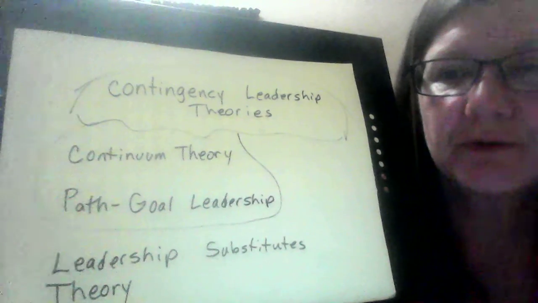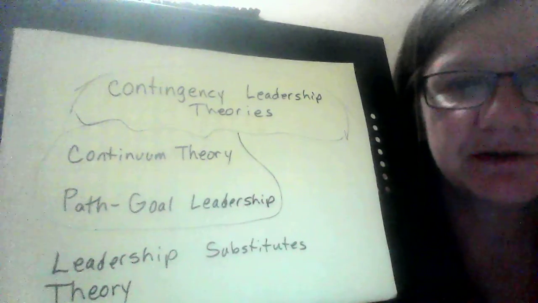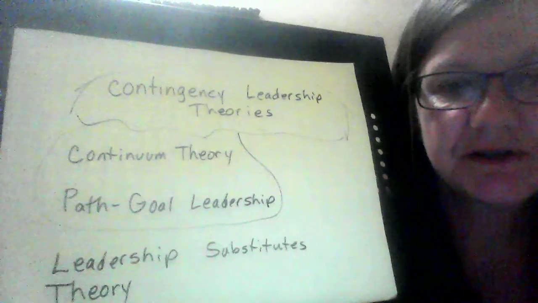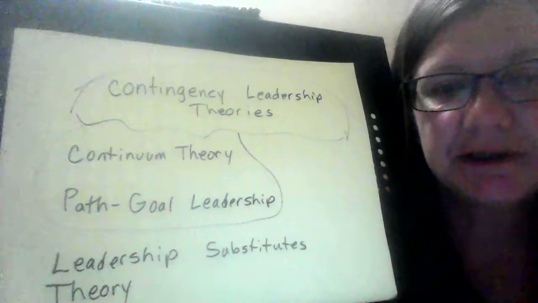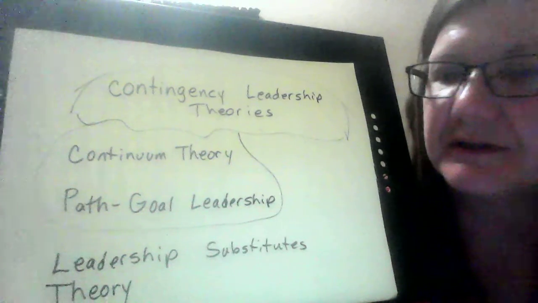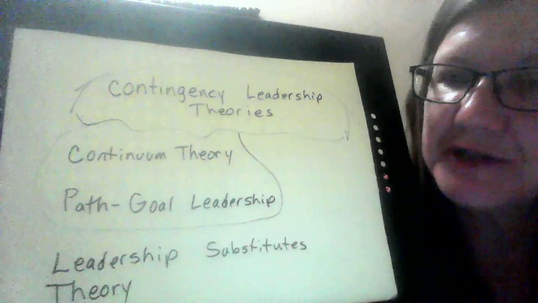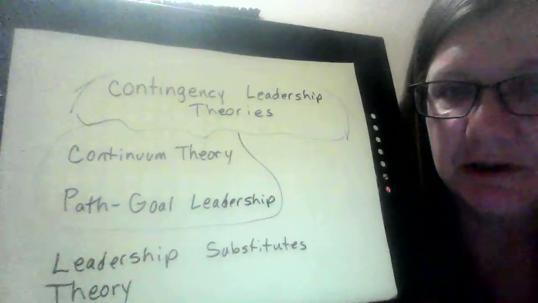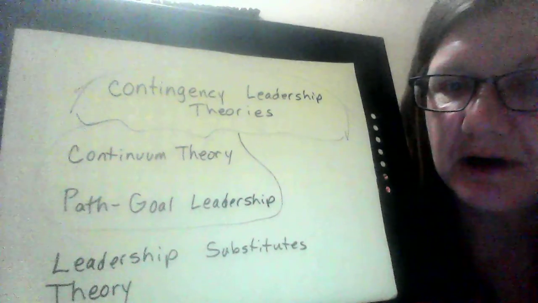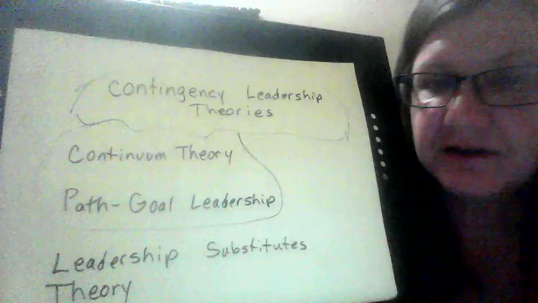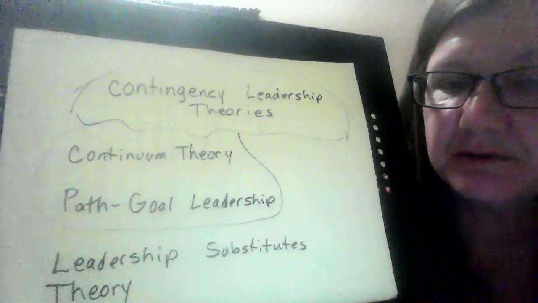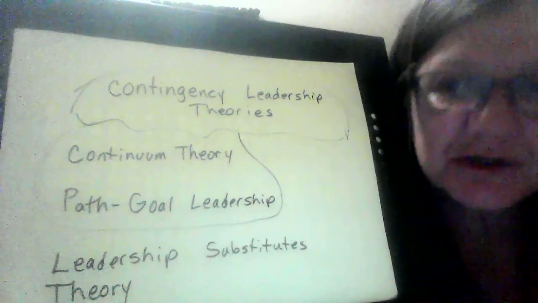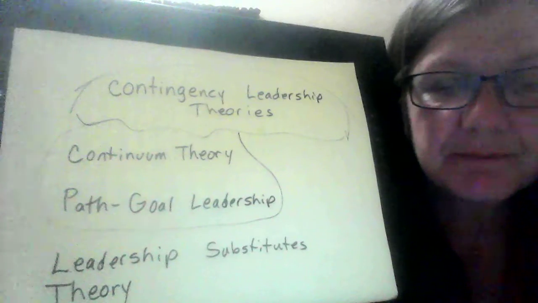Hey guys, for this week's assignment I had to explain the different theories: the contingency leadership theory, the continuum theory, the path goal leadership, and the leadership substitutes theory. Now, at first I had a difficult time understanding the contingency leadership theory, and after I studied it, I was able to understand that the continuum theory and the path goal leadership were also contingency theories. I thought that they were a whole separate theory until I studied up on them.